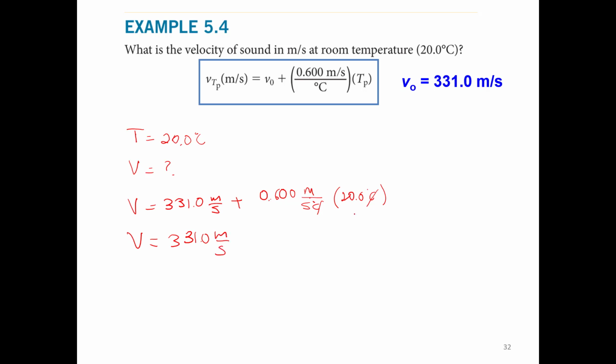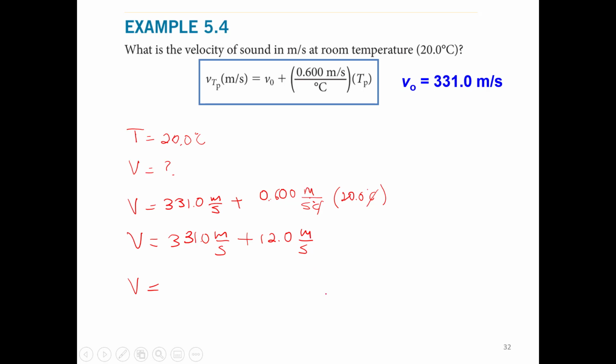First multiplication, yes, and then addition. Yes, this is the order of operations. First we multiply, 12.0 meters per second. You see, the only way we can add these two terms is if we have the same units. You see, this is why this cancels out and we have meters per second.